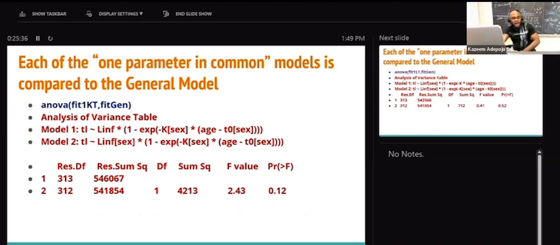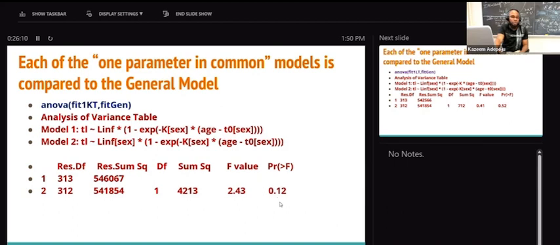I'm doing ANOVA fit1KT, fit general. Fit1KT will be the simpler model. Fit general will be the complicated one. The complicated one is when they have separate parameters for the two groups. But the simpler one is, what do they have in common? When you see fit1KT, you're going to see they have L infinity in common. Now, when you take a look at the code, this is what is going to come out.